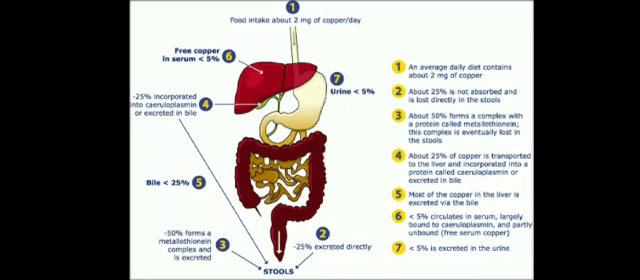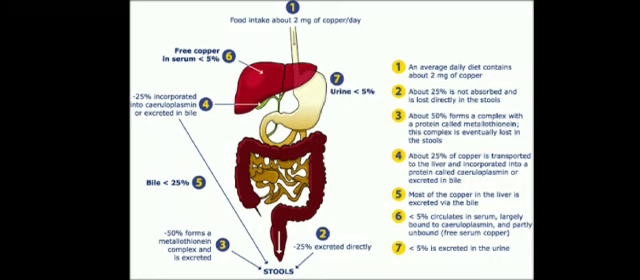25% of the copper that we take in is not absorbed at all and is lost directly into the stools. Out of the leftover 75%, 50% forms a complex with a protein called metallothionein and is also excreted through the stools. The remaining 25% of the copper is transported to the liver and is incorporated into a protein called ceruloplasmin, which is transported through the blood plasma, and it is also excreted through the stools by means of bile.